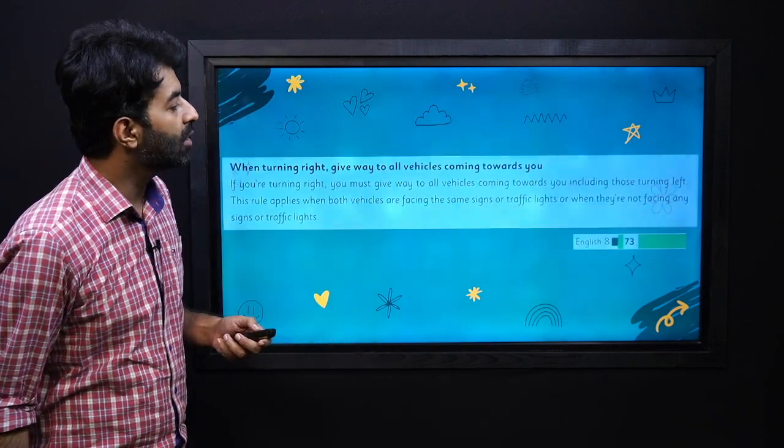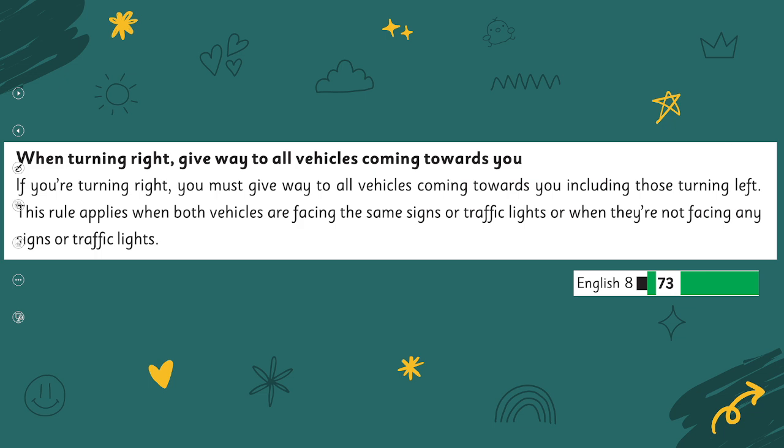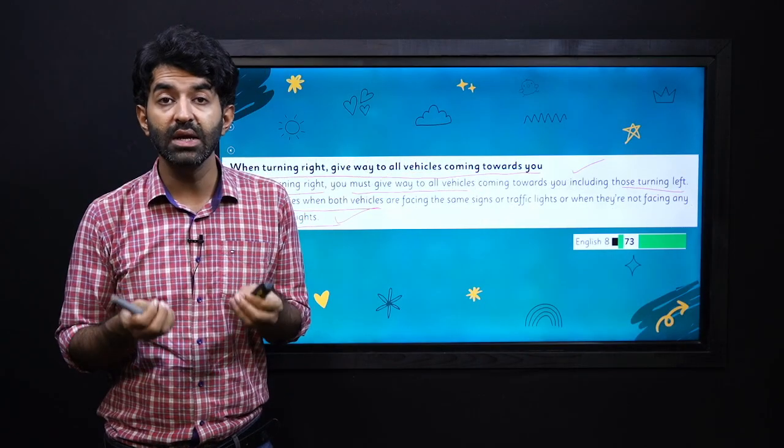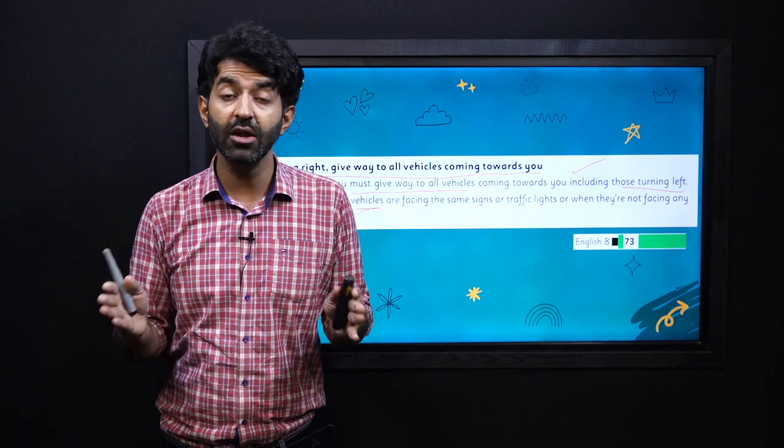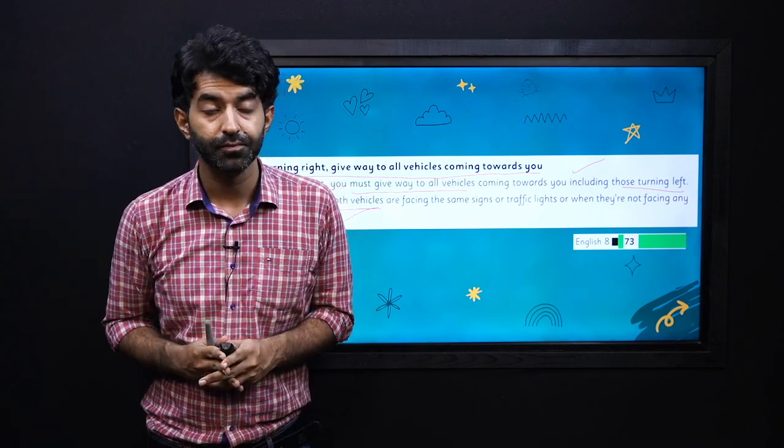Now, if you keep on reading, on the next page, you can find this third paragraph, where you have the opening sentence, which tells you about the main idea of this paragraph, a very short paragraph. If you're turning right, you must give way to all vehicles coming towards you, including those turning left. And now this sentence is talking about the rule of how we are going to do it. So even if it is a 3-sentence paragraph or a 2-sentence paragraph, the very first topic sentence, the statement, is very important.